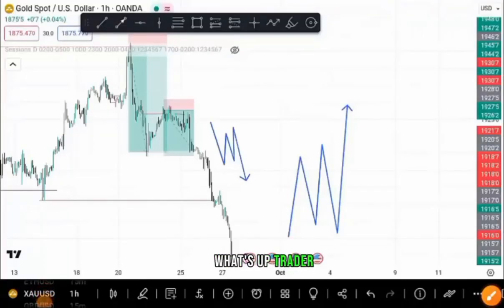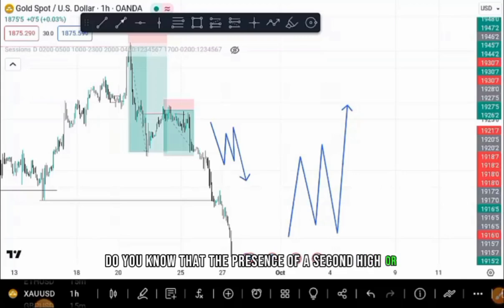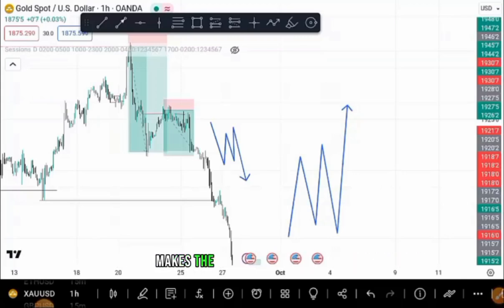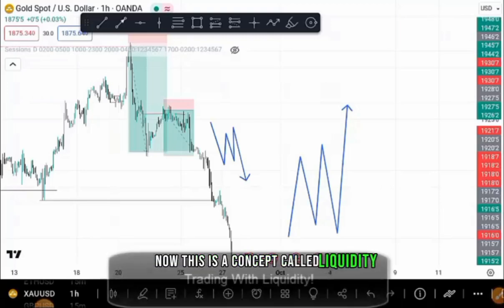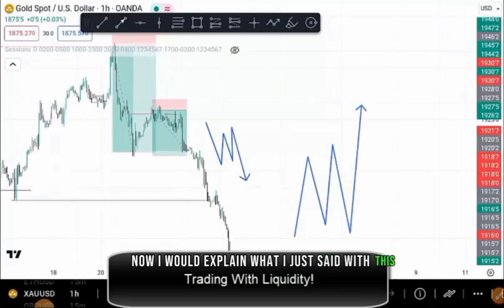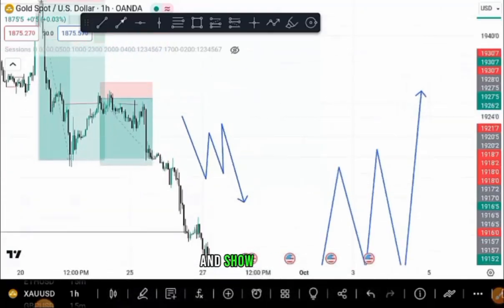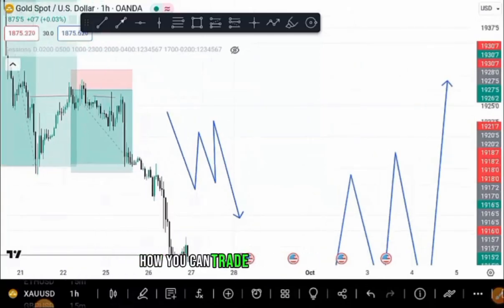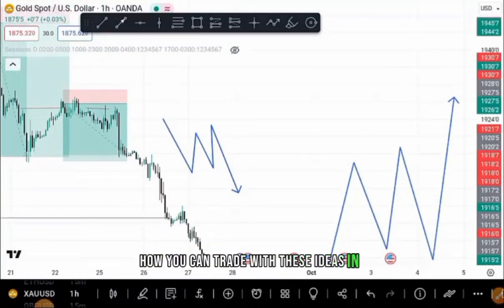What's up, trader? Do you know that the presence of a second high or low makes the first high or low stronger? And that would mean that price will always seek to take out that second high or low. Now, this is a concept called liquidity. I will explain what I just said with this past diagram and show you in charts how you can trade with these ideas in mind.